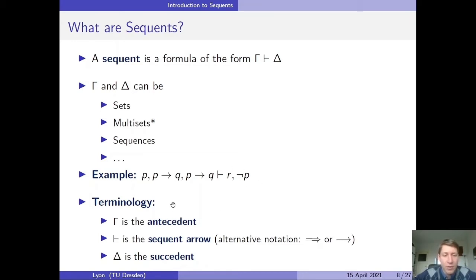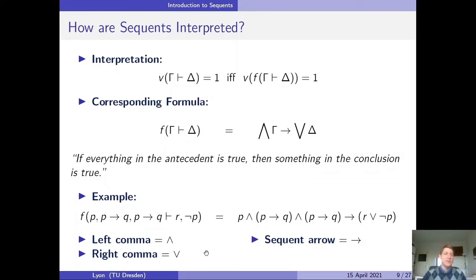Now, I want to introduce lastly on this slide some terminology. We oftentimes refer to gamma as the antecedent of the sequent. We refer to the turnstile as the sequent arrow. Also, sometimes the double long or single long arrow is used to represent the sequent arrow. And we refer to delta as the succedent or sometimes as the consequent. And I use both of these terms interchangeably. Okay, let's now move on to how sequents are interpreted.